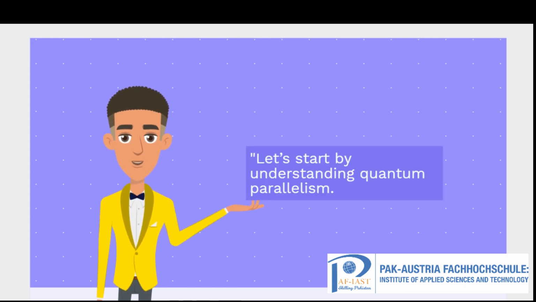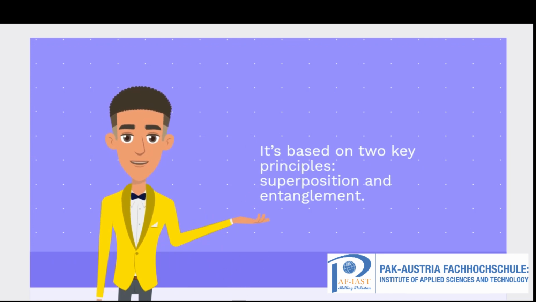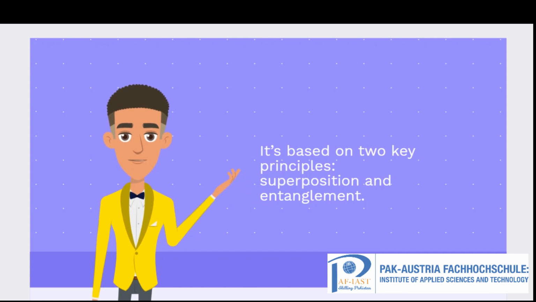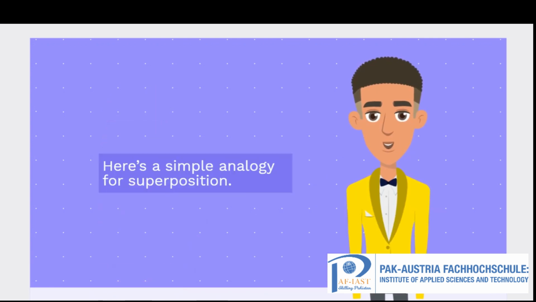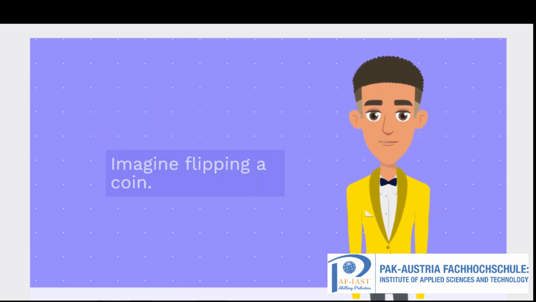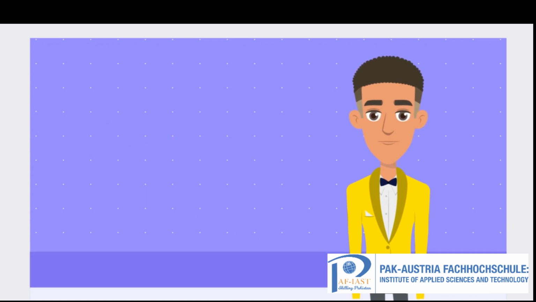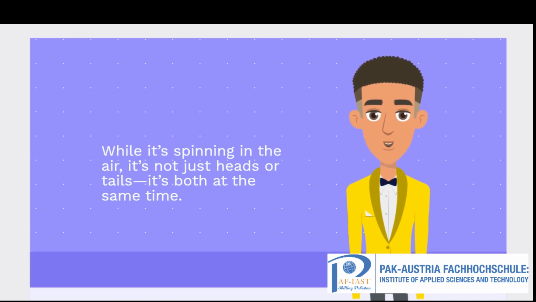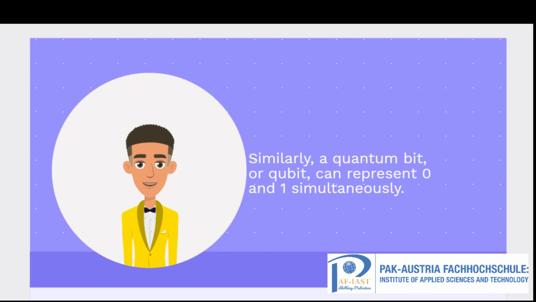Let's start by understanding quantum parallelism. It's based on two key principles, superposition and entanglement. Here's a simple analogy for superposition. Imagine a flipping coin. While it's spinning in the air, it's not just heads or tails, it's both at the same time. Similarly, a quantum bit or qubit can represent 0 and 1 simultaneously.